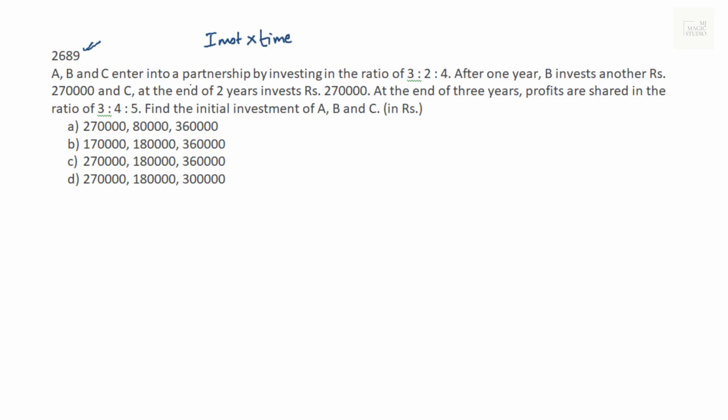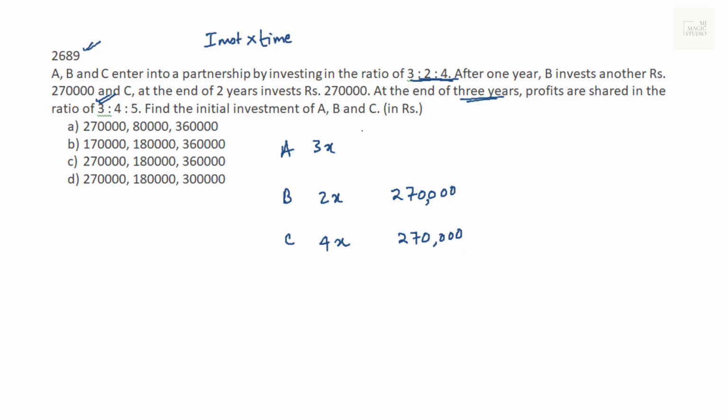A, B and C enter into a partnership by investing in the ratio of 3:2:4. ABC started with 3x capital, 2x capital and 4x capital. After 1 year, B invests another rupees 2,70,000. B's investment increased by 2,70,000 after 1 year. And C at the end of 2 years invested rupees 2,70,000. He also invested 2,70,000 but after 2 years. At the end of 3 years, profit is shared in this ratio.